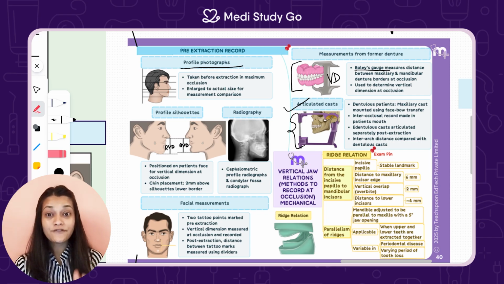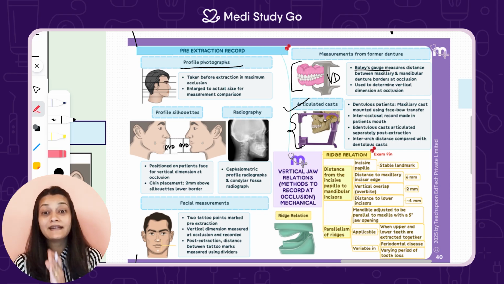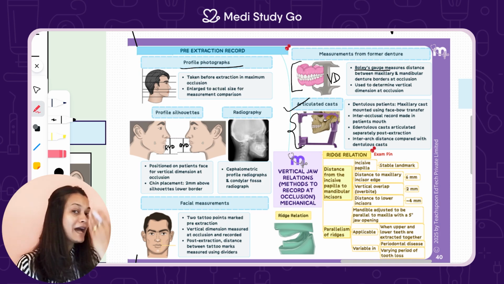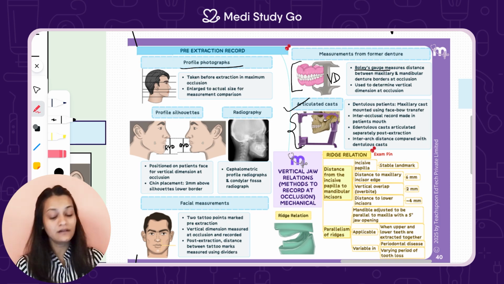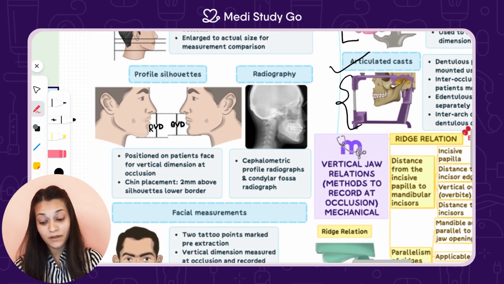So these photographs were taken at the time the patient had their teeth because it's pre-extraction, correct? So you just have a side face and you have the line from ala to tragus and a line from your chin and you can measure that. Then there can be profile silhouettes.